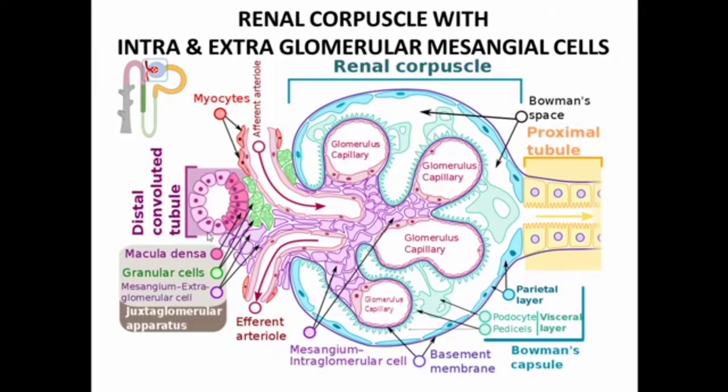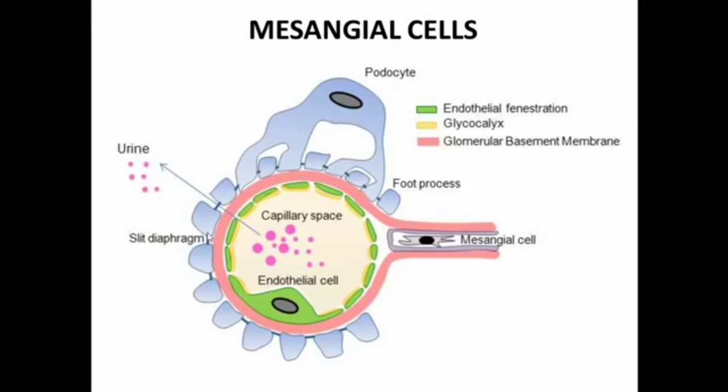Now, some more idea about these mesangial cells. You see here, this is the capillary space, and these are the endothelium, and then this is the basement membrane. The mesangial cells are present here. And when they contract, they squeeze the basement membrane and reduce the glomerular filtrate.